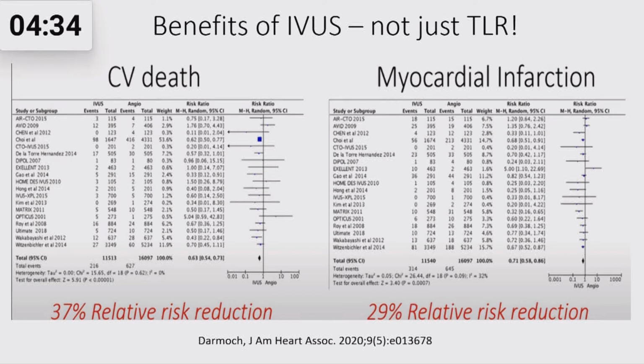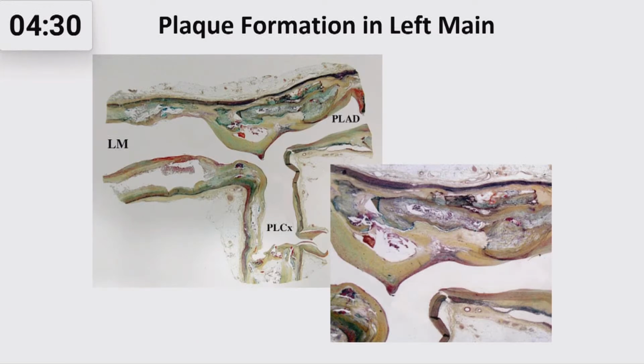So IVUS is very useful, especially in left main disease. And if we see the histopathology of the left main, we can see that this is the carina, this is the lateral wall. Most of the plaque is in the lateral wall, and most of the time the carina does not have significant plaque.